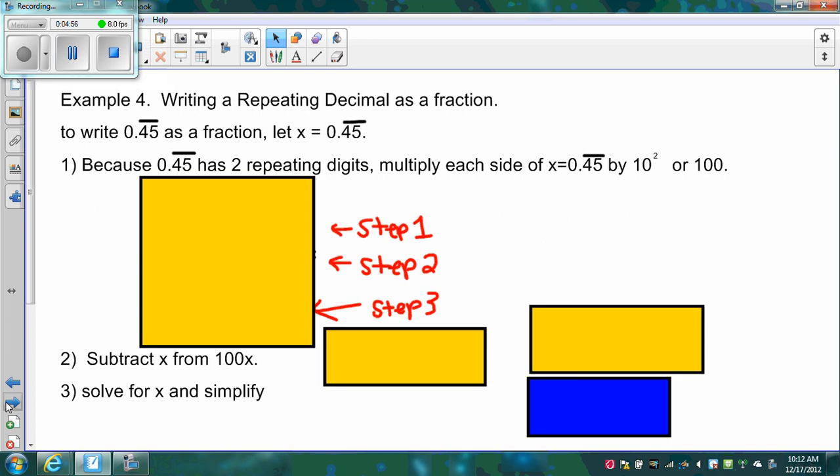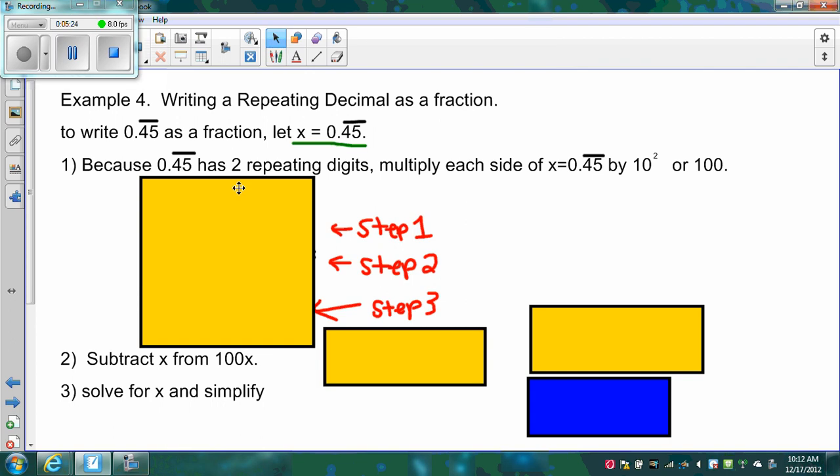And the last example is probably the most challenging. So if you didn't have a calculator, how can we write a repeating decimal as a fraction? So let's try the repeating decimal of 0.45, which is repeating. So the first thing we're going to do is let x equal, so we're setting this as our equation, x is equal to 0.45 repeating.